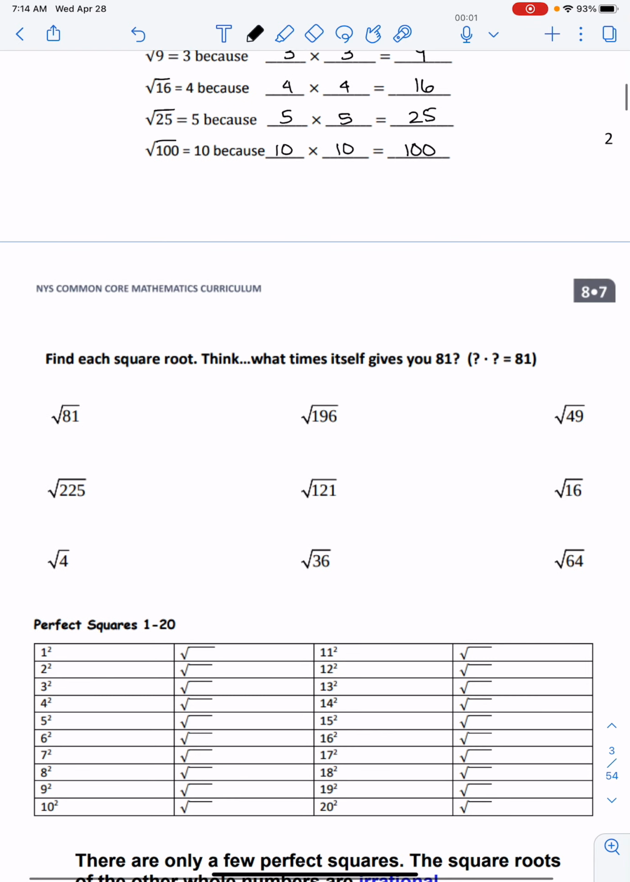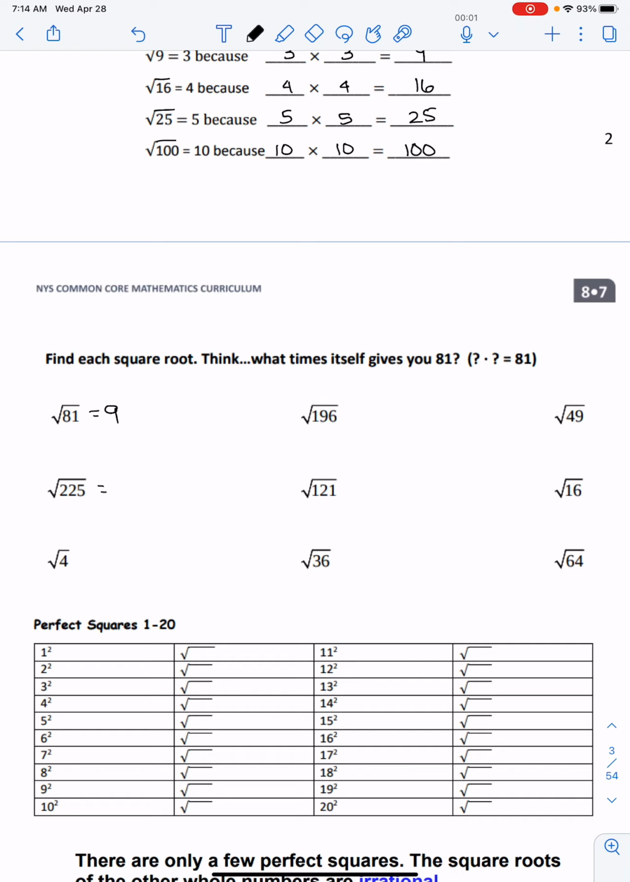So next, it says find each square root. Think what times itself gives you 81. Well, the square root of 81 is 9 because 9 times 9 is 81. The other thing you can do is put in your calculator the square root of 81 and it'll give you 9.